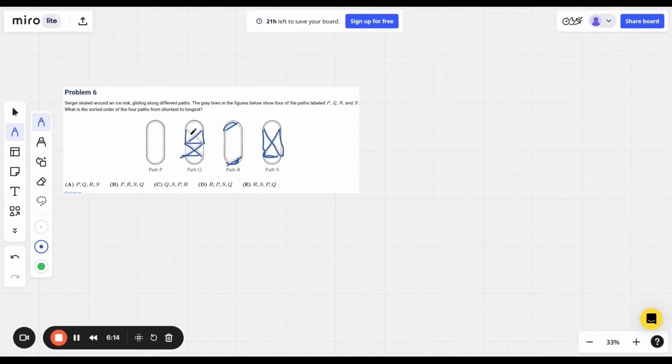Basically, what this gives us is a sort of intuition that path R, because these straight chord lines are going to be shorter than the arc that it covers, right? It's going to be shorter than the length of path P. So we already have R is less than P.